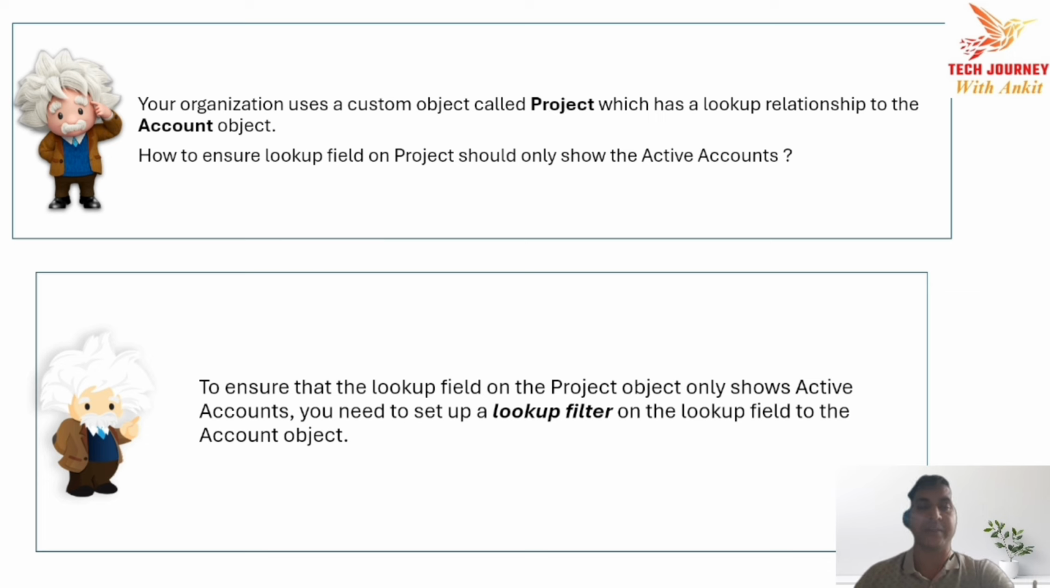Again, the answer is very simple. You can ensure that by again putting the lookup filter. Lookup filter is again out of the box functionality that you can define on the lookup field. On the lookup field, you can define the criteria for what different records should be visible. So in this scenario, we will define the criteria on the account object: whenever the active value is true, only those accounts should be coming up. So this is how you can ensure that the lookup field on the project object should only show the active accounts.